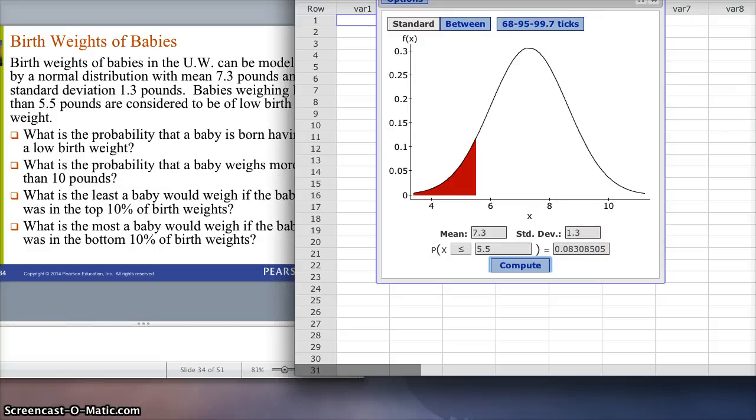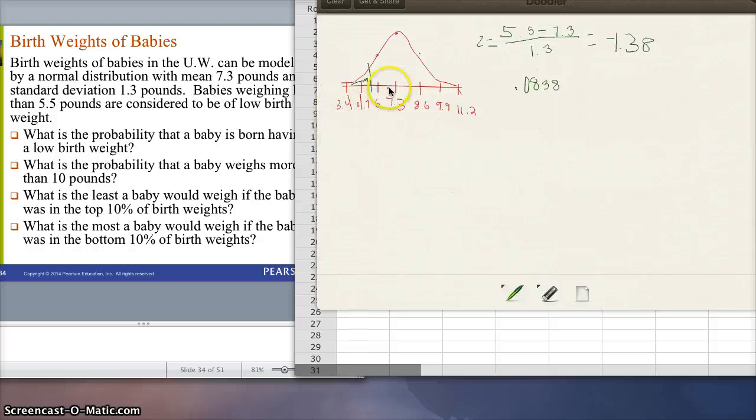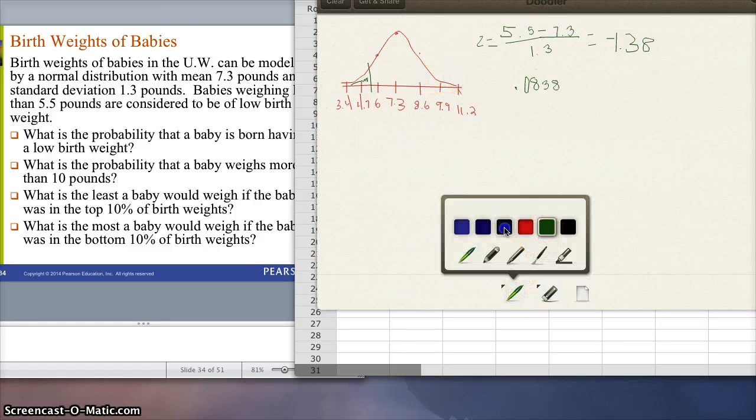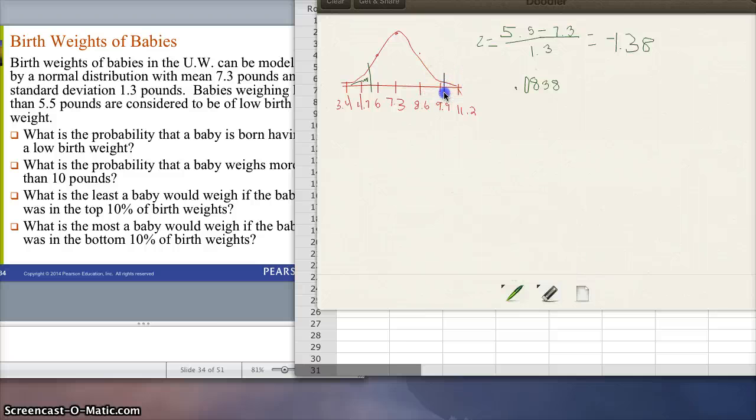Okay, so back to my next problem. I'm going to use this same picture. What's the probability that the baby weighs more than 10 pounds? So 10 pounds is out here. Let me go back. Okay, so we're here, and we're looking at this part right in here. Again, we're going to calculate a z-score first, and then we're going to look that number up in the table. My z-score comes out to be 2.08.